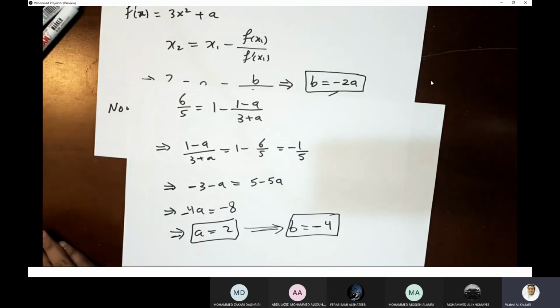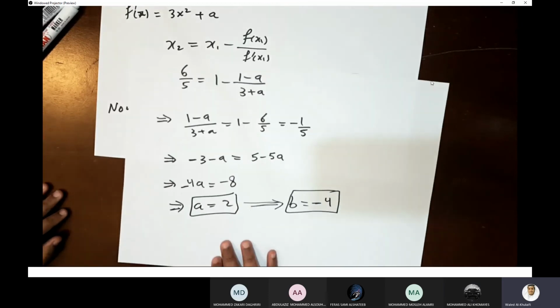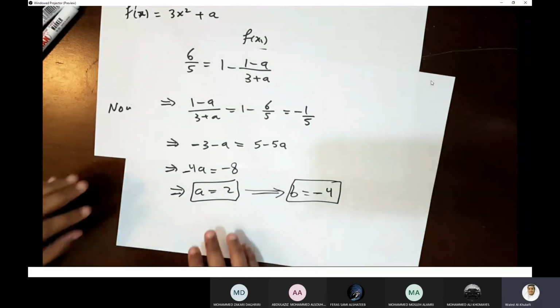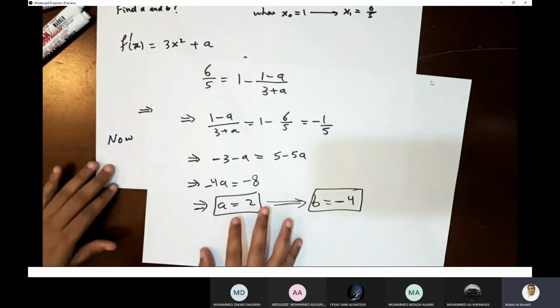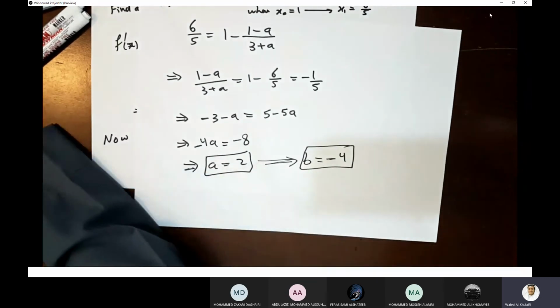Any question here, guys? Clear. Okay, good. It's clear. Good. Okay, this is a nice question actually. Instead of asking you Newton's method directly, you have to use it like a puzzle to solve the problem.